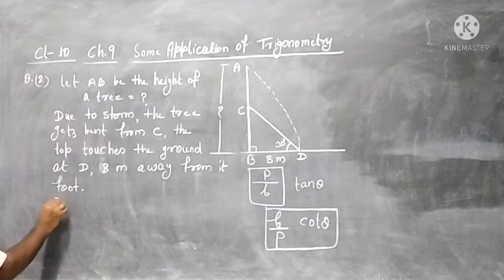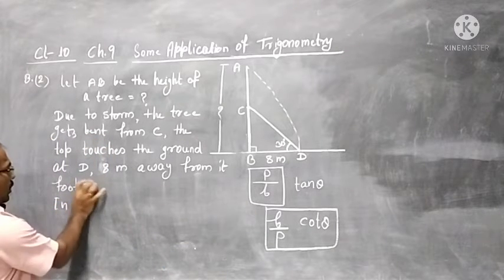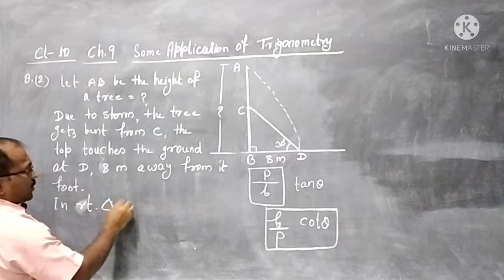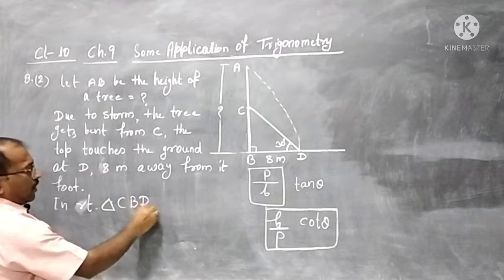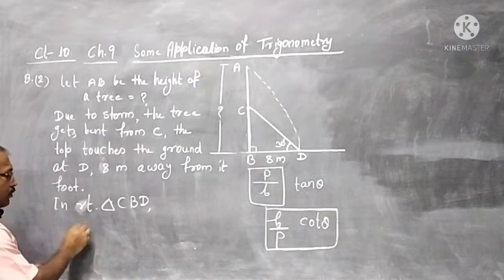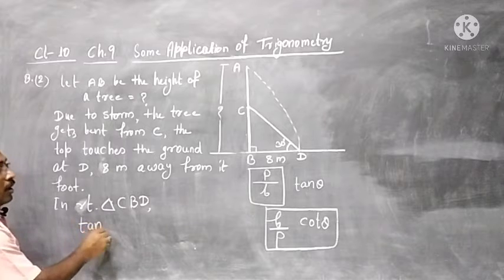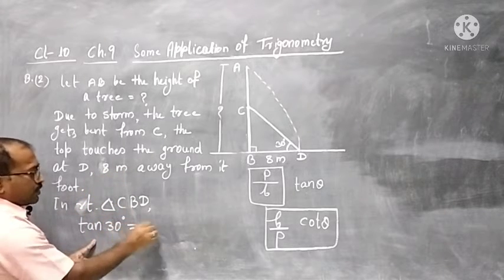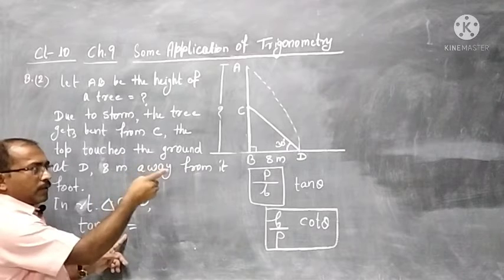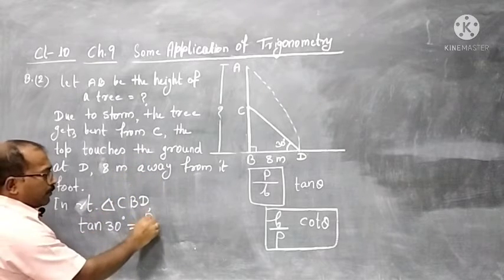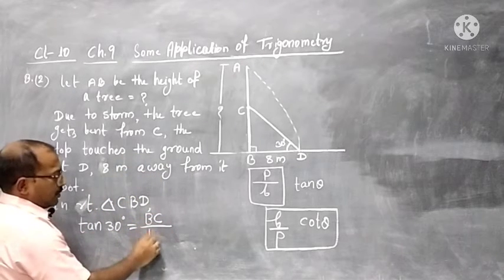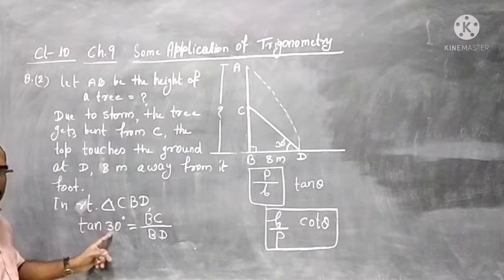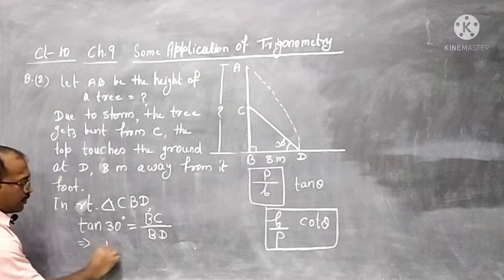Where are we going to work? We are going to work in right triangle CBD. Which ratio are we going to use? We are going to use tan. How many degree angle is there? 30 degree. Tan shows the relation between perpendicular and base. So, which side is perpendicular? BC, and base is BD. Tan 30 degree, all of us know the value, that is 1 by root 3.